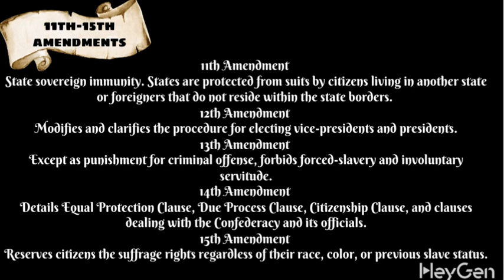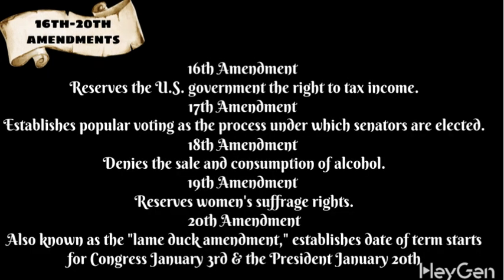14th Amendment, 1868, details Equal Protection Clause, Due Process Clause, Citizenship Clause, and clauses dealing with the Confederacy and its officials. 15th Amendment, 1870, reserves citizens the suffrage rights regardless of their race, color, or previous slave status. 16th Amendment, 1913, reserves the U.S. government the right to tax income.